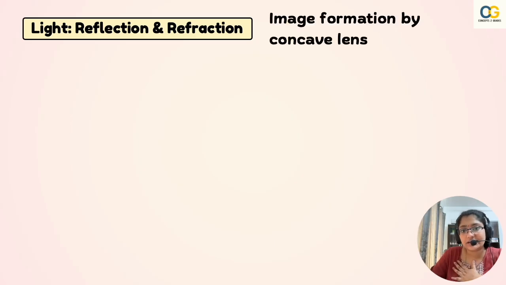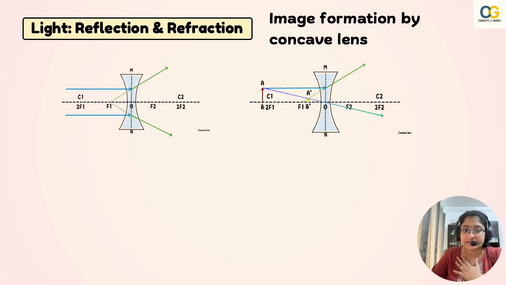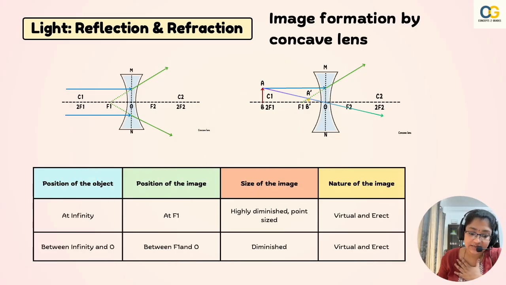And in the case of concave lens, there will be two cases. First, if the object is placed at infinity, the image will be formed at focus point, which is highly diminished, and it is point sized. It will be virtual and erect. If the object is placed anywhere between infinity and the optic center, the image will be formed between the focus and the optic center. It will be diminished, virtual and erect. This is how a concave lens forms images.